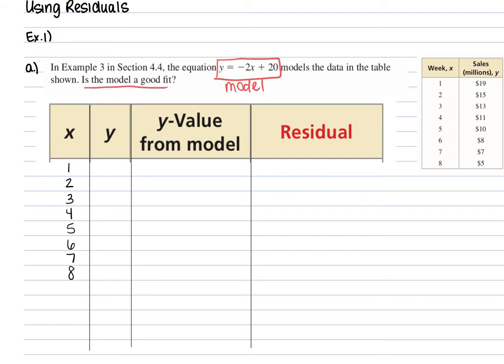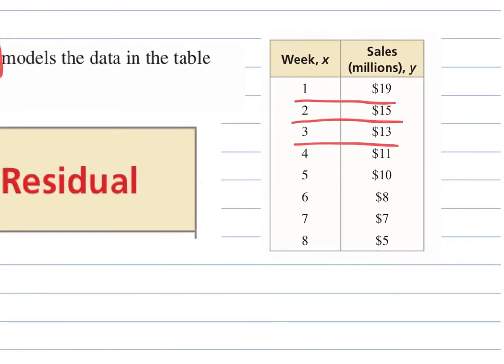Do you guys remember when we would calculate our line of fit, we would get into slope-intercept form? Y equals mx plus b. Imagine we did this problem, and this is the equation that we got, okay? Y equals negative 2x plus 20. We're now going to compare this model to how well it does with the data that we were given, okay?